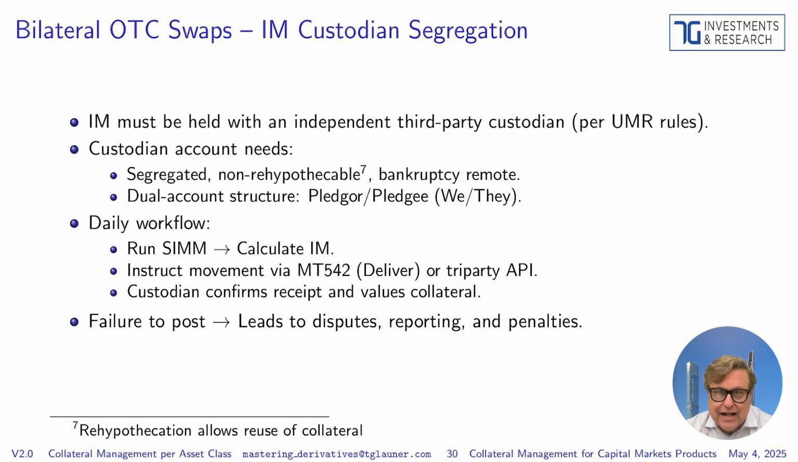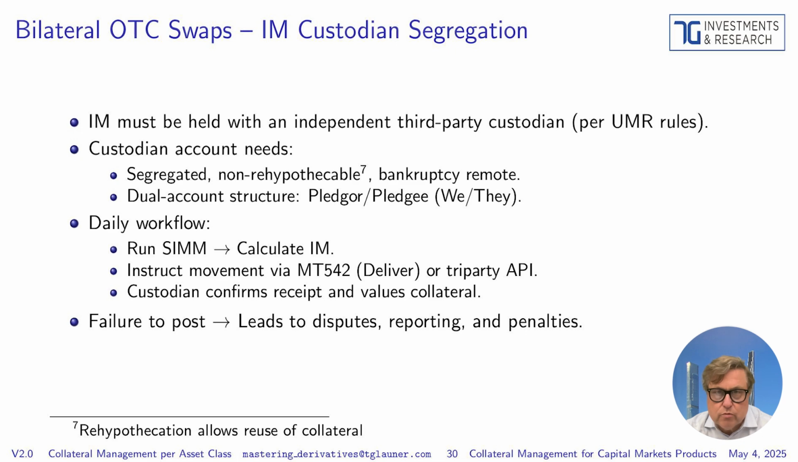Initial margin must be held with an independent third-party custodian according to UMR rules. This ensures the safety and integrity of the collateral. The custodian account must be segregated and non-rehypothecable, meaning the collateral cannot be reused by the custodian. It should also be bankruptcy remote to protect against insolvency. A dual account structure is required, involving both a pledger and a pledgee account, often referred to as "we" for the pledger and "they" for the pledgee.